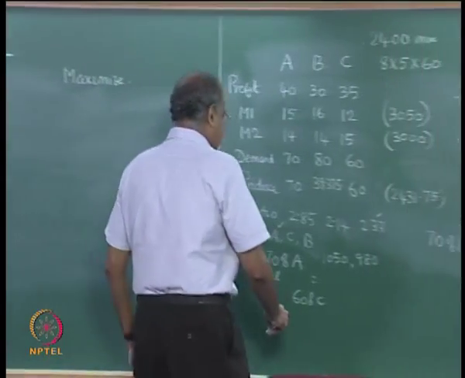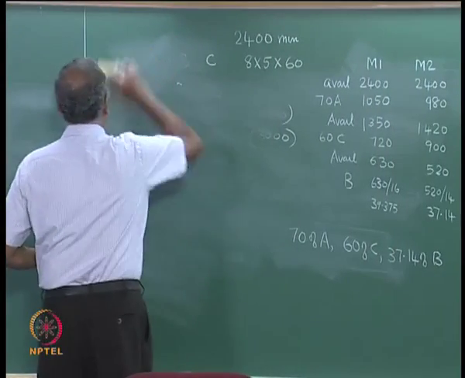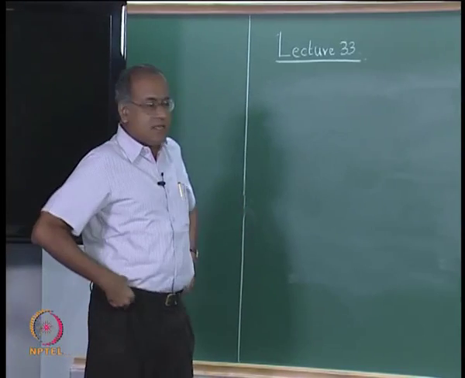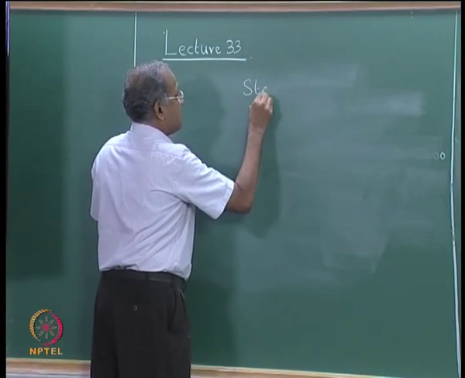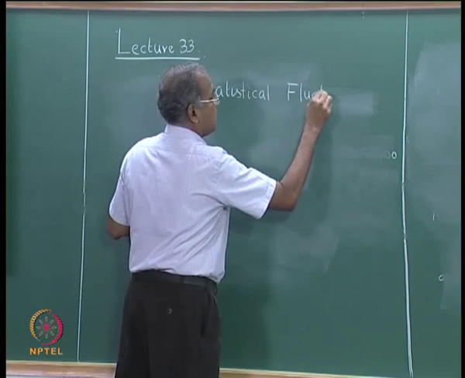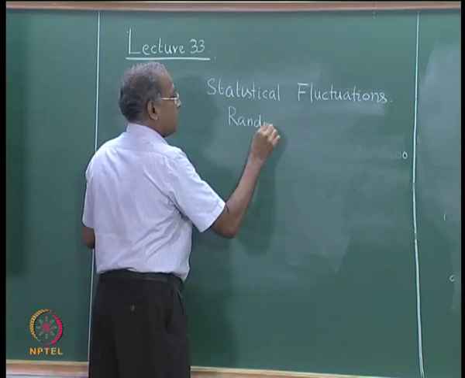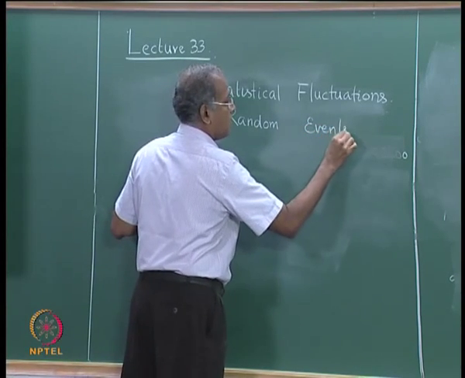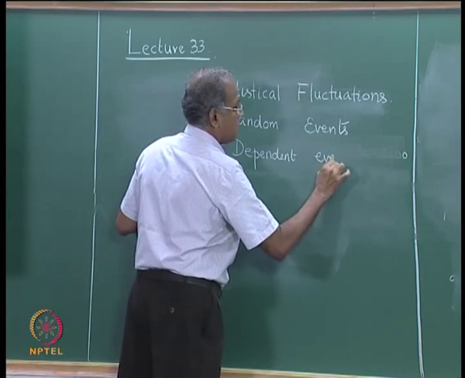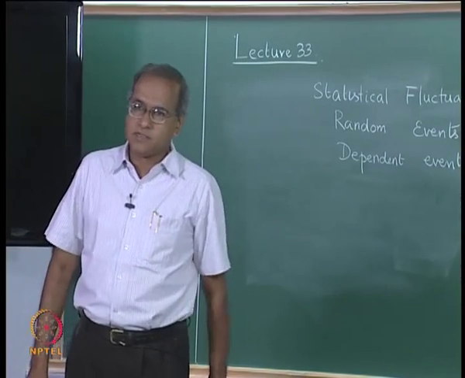Now, let us look at one more aspect of synchronous manufacturing, which is extremely important to understand how manufacturing systems work. So, we are going to look at three things, which are called statistical fluctuations, random events, and dependent events. And we are also going to see the relationship among these three parameters.